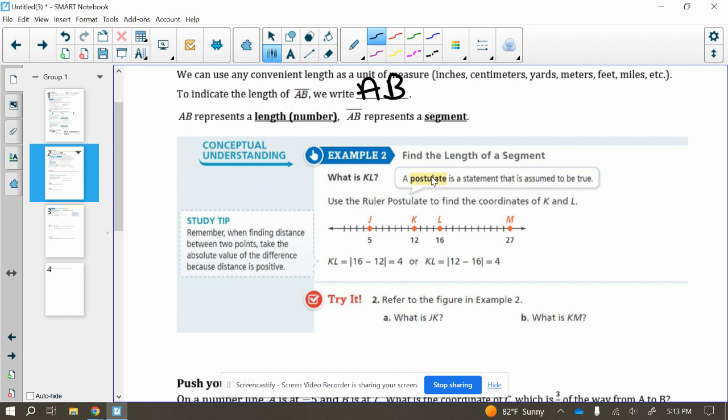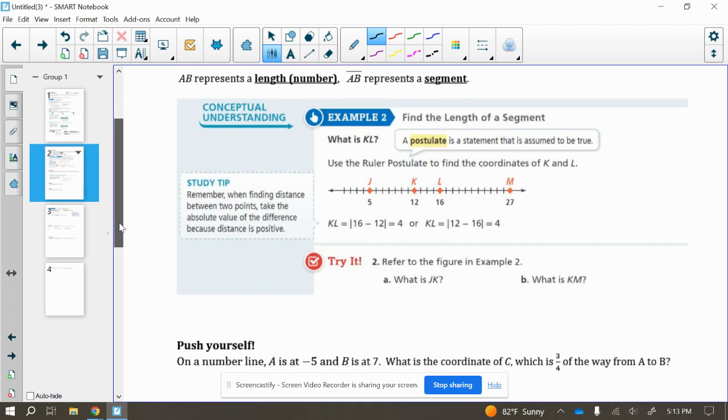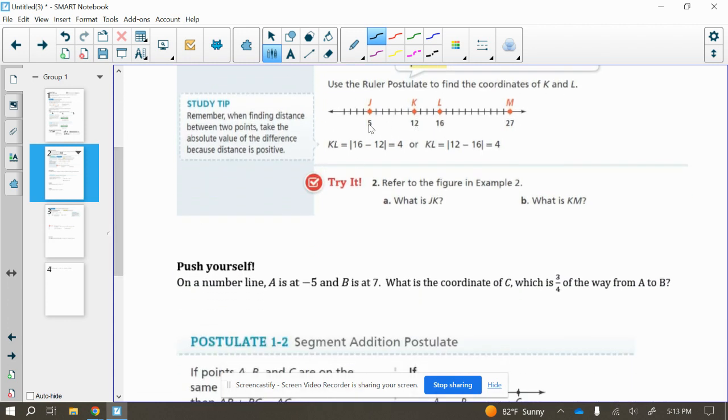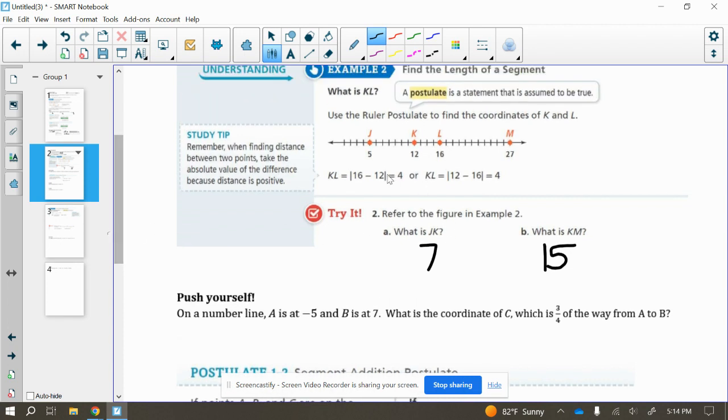Now, a postulate is a statement that we assume to be true. Like this idea of distance and counting, that's a postulate. We know that we count these, we assume that to be true. So if we look at these examples, J to K moving from 5 to 12, that's a total of 7 units. K to M going from 12 to 27 is a total movement of 15 units. That is the idea of our ruler postulate here, to just be able to count.